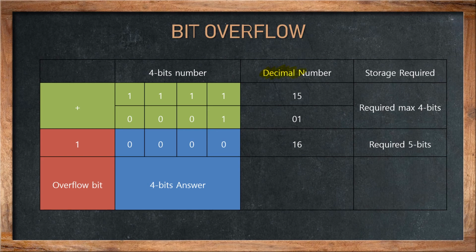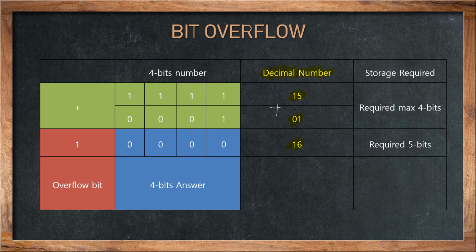Here we have the decimal numbers 15 and 1, and we are performing the addition operation, right? Which operation are we performing? The addition operation. So now what is happening over here? 15 plus 1 will get 16. It's simple, right? We'll get 16.